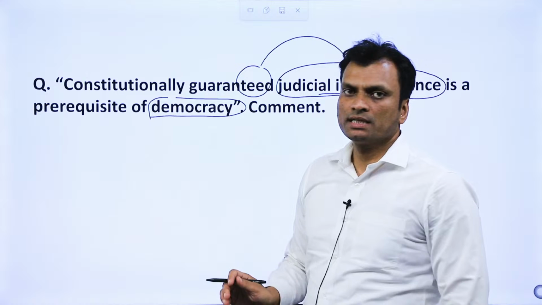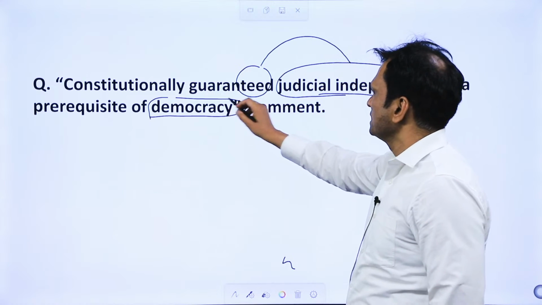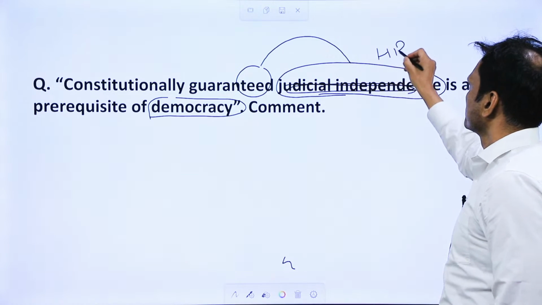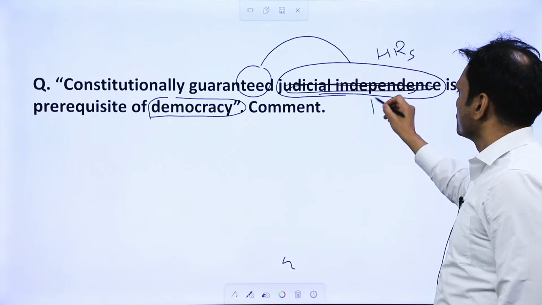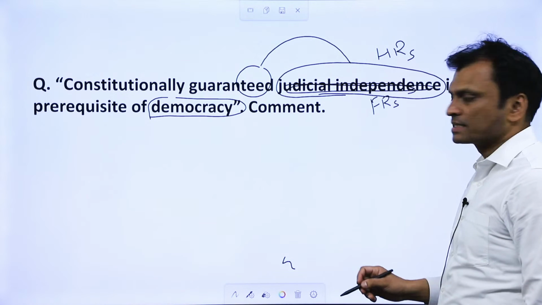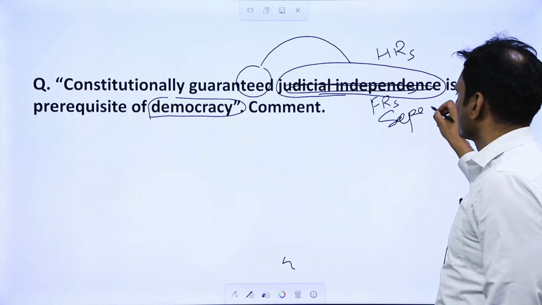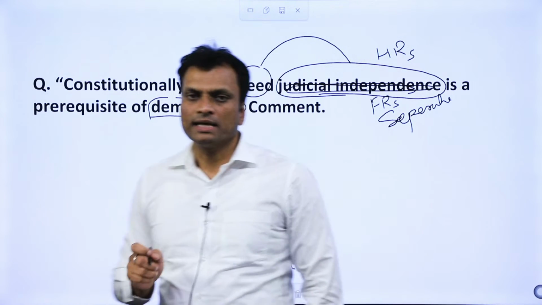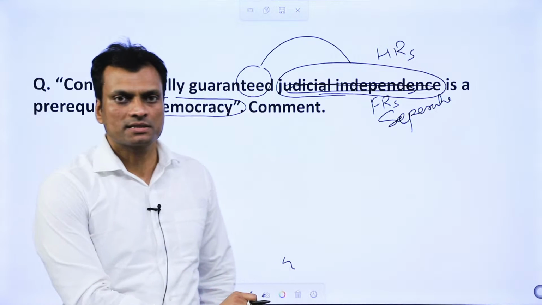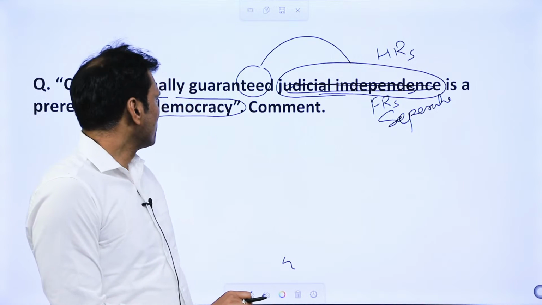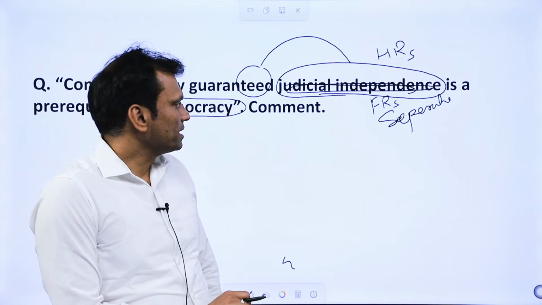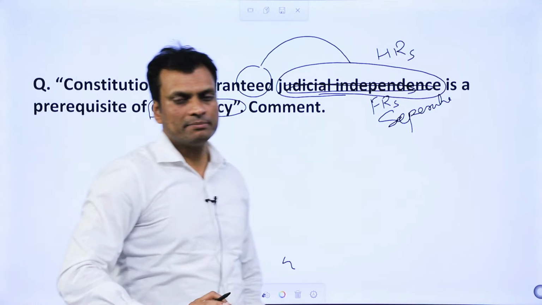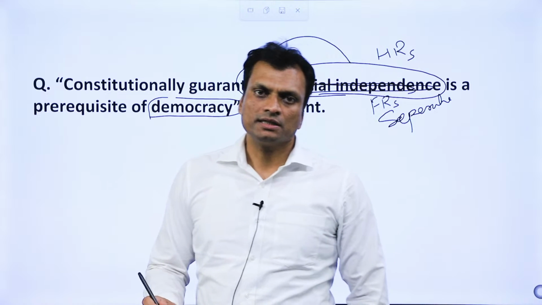The question is generic in the sense that constitutionally guaranteed, this word can also be human rights. This can also be fundamental rights. This can also be separation of power. So this is a very generic question where you have to find out how to write the answer when the question is about how things are important for the health of the democracy. And therefore the question we have in hand is that constitutionally guaranteed judicial independence is a prerequisite for the democracy.